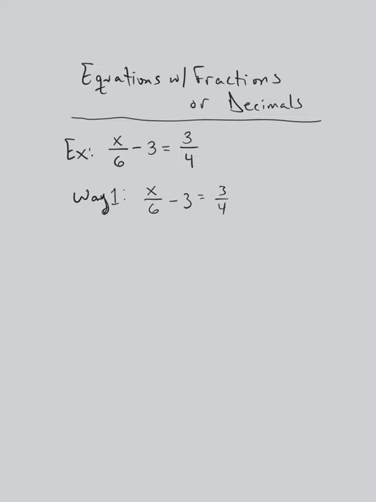And so the idea here is that I have a variable term over on the left, and then everything else is just numbers. And so I want to move this 3 over to the right side using the opposite operation. So I would add 3 to both sides. Okay? And so whenever I do that, I have x over 6 is equal to, the problem is that I have this 3/4 plus 3.